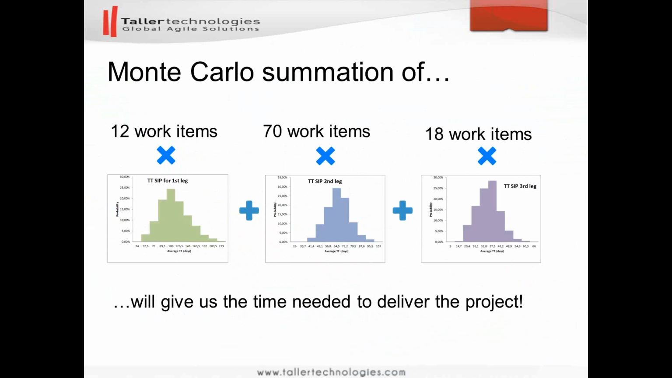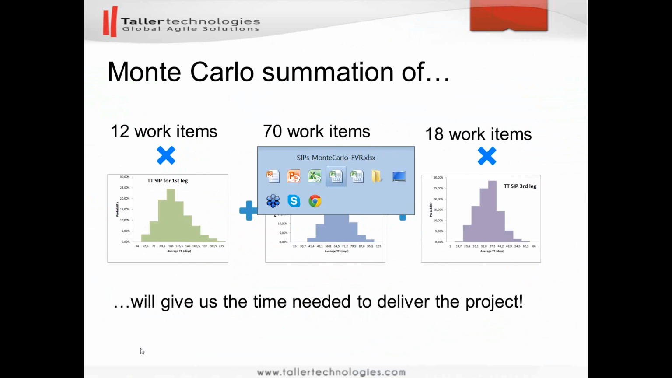If you recall the formula, we have work items multiplied by the average tag time for the first leg, work items again, 70 let's say, multiplied by the distribution of the average tag time for the second leg, and work items multiplied by the average tag time for the third leg. And according to the formula, it will give us the distribution of the delivery time for our future project.